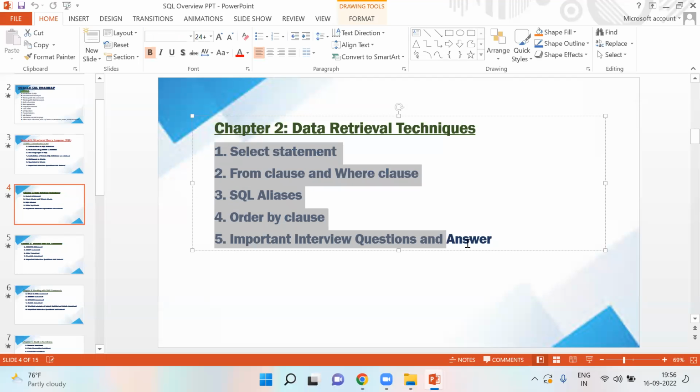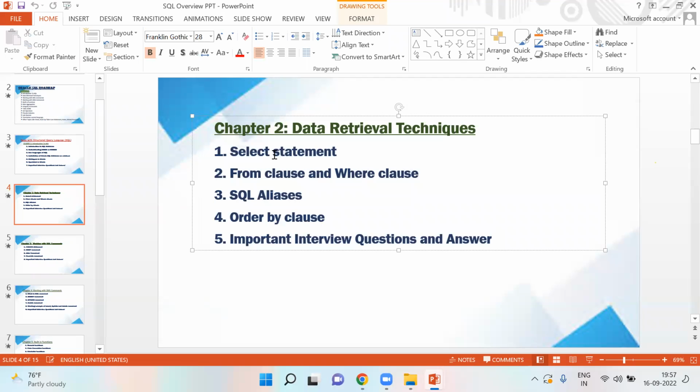So that's why I'm introducing these topics, so that when I start chapter 2 and we discuss them, you will have a proper idea. These topics were also told in the first session itself. So, like this, the select statement. This is a very basic query in any SQL.